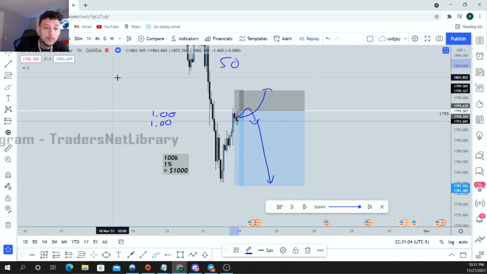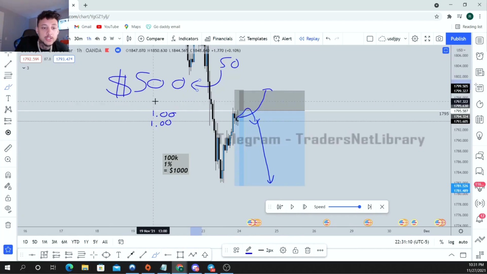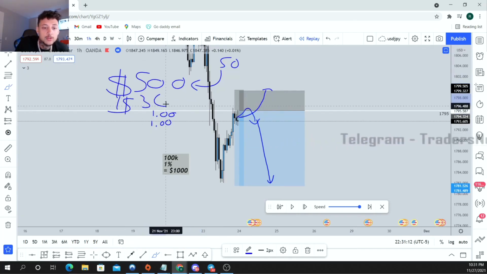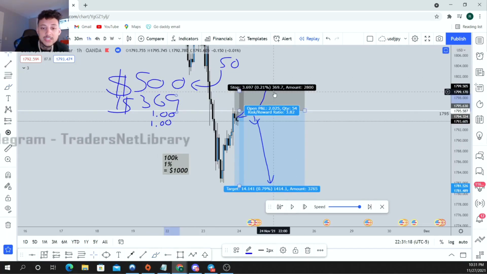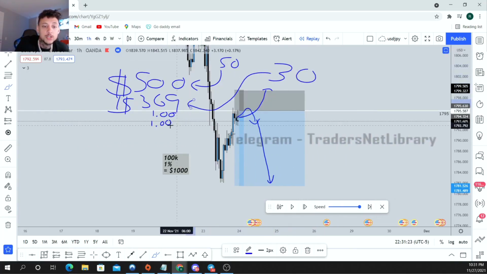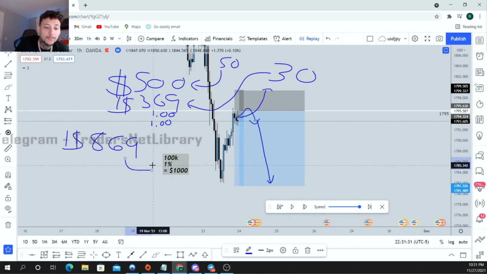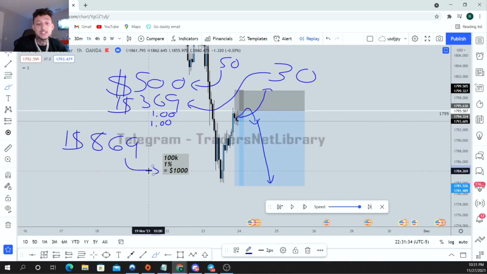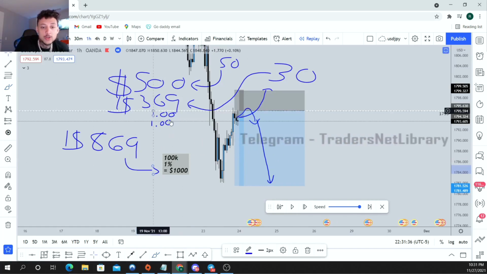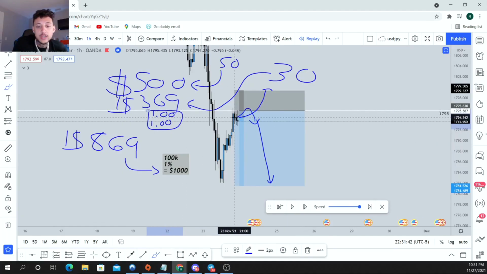which in turn is going to be $500. And our second position is going to be a $369 loss, let's call it. Yeah, $369 loss because we're risking 30 pips on this second position for a total risk of about $869, right? So you're still under that $1,000 maximum risk that you're going to take on this trade, but you entered the same two lots that you would have if you would have just entered two lots here.